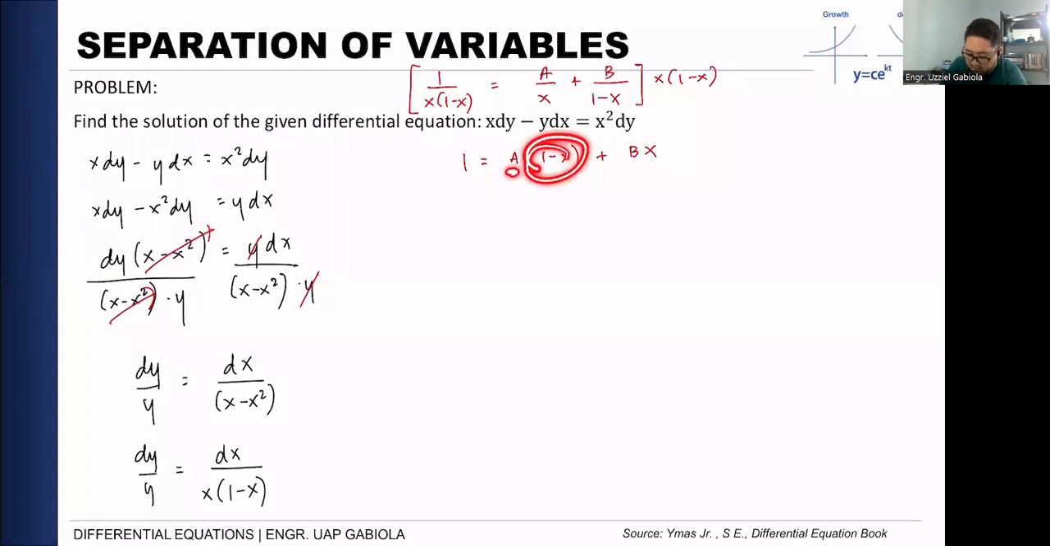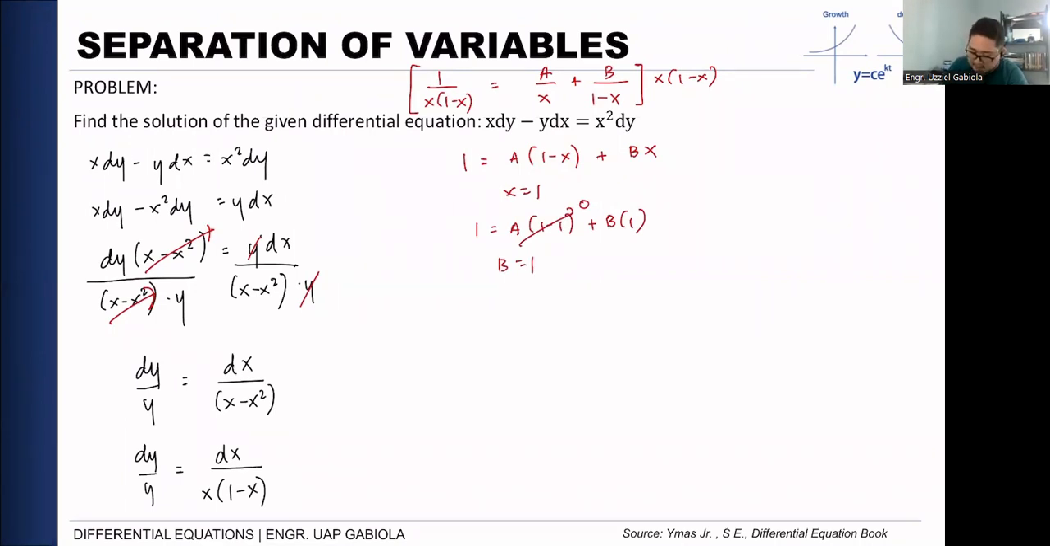And anong number para maging 0 ito? Anong kailangan i-assume mong value ni x? 1. Okay? Pag x is equal to 1, sa-substitute mo ngayon doon, that will be 1 is equal to A times 1 minus 1 plus B times 1. Pag sinolve mo, this will be 0 na. So, B natin is equal to 1. Meron agad tayong value for B.